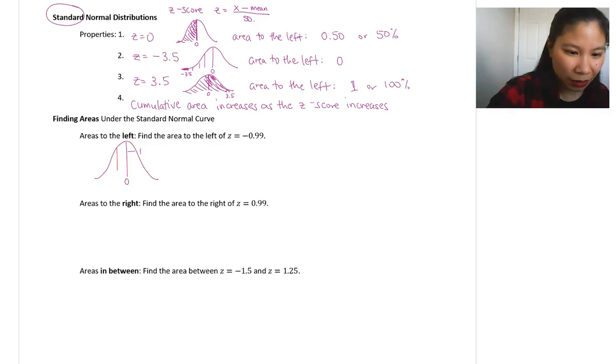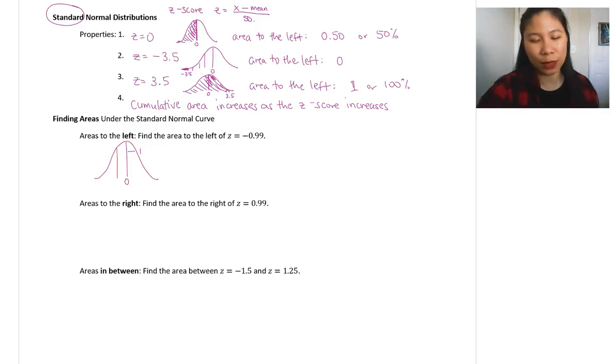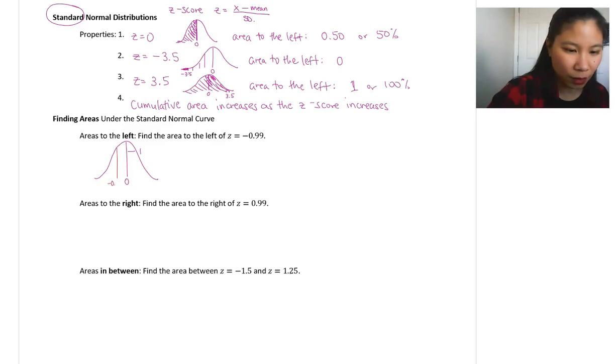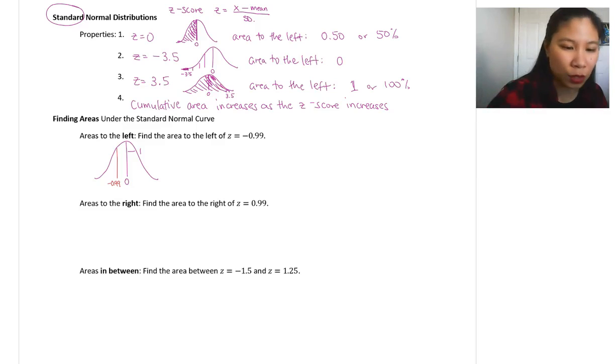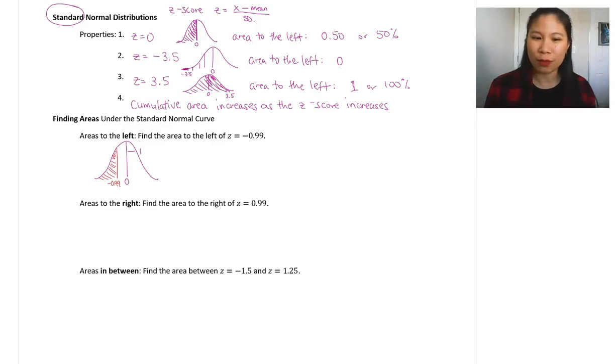So it'll be about like here. And when you draw it out, it doesn't have to be super exact or anything. We just want to make sure we label. So z-score of negative 0.99, and we are looking for the area to the left of it. So I'm just going to shade to the left really quick, just so visually I know what I'm looking for. And this will come in handy when we do the other two situations, when we shade to the right or in between. So just get into that habit of drawing it out, shading.